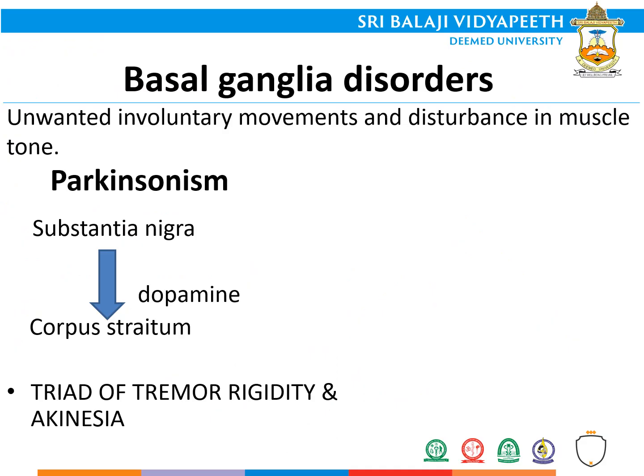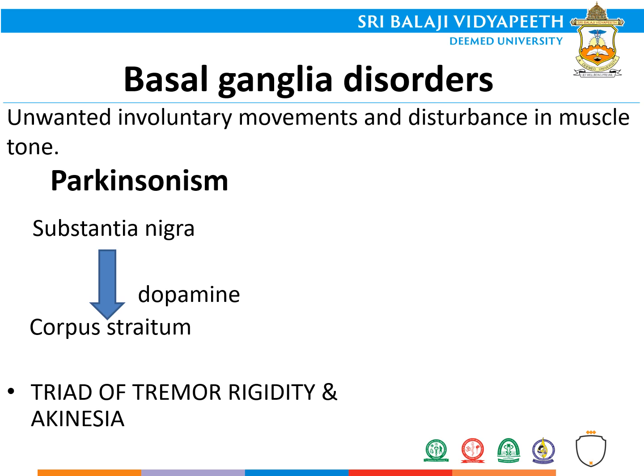Now disorders of the basal ganglia. Usually they result in unwanted involuntary movements and cause disturbances in muscle tone. A very important presentation of this disorder is a disease called Parkinsonism. Parkinsonism is typically characterized by a triad of tremors, rigidity, and akinesia, meaning lack of movement.